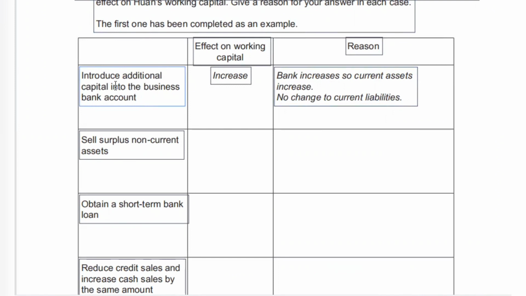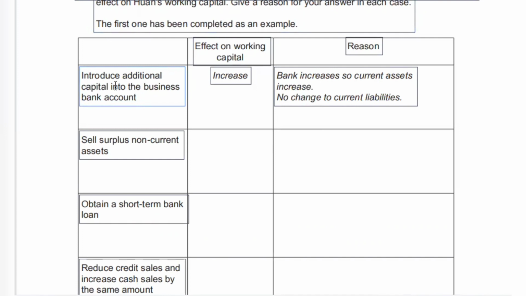So the entry would be: bank is increased and capital has also increased. So bank debit and capital credit. So what would be the effect on the working capital? It will increase, as capital has a credit nature.